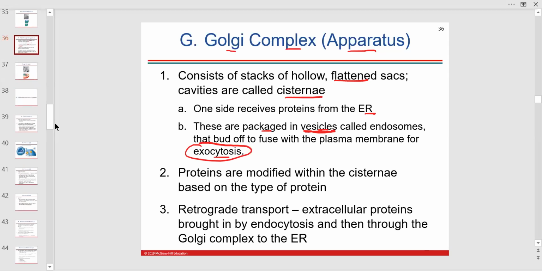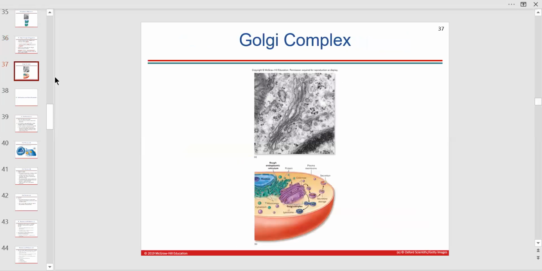So proteins are modified within the Golgi apparatus, and other things, not just proteins. Retrograde means opposite direction. So anterograde is one direction, moving forward. Retrograde is usually backwards or back into. So extracellular proteins are brought back into the GC, or the Golgi complex, and they'll package the amino acids and have them be sent back into vesicles, whether sent out of the cell or used somewhere else in the cell.